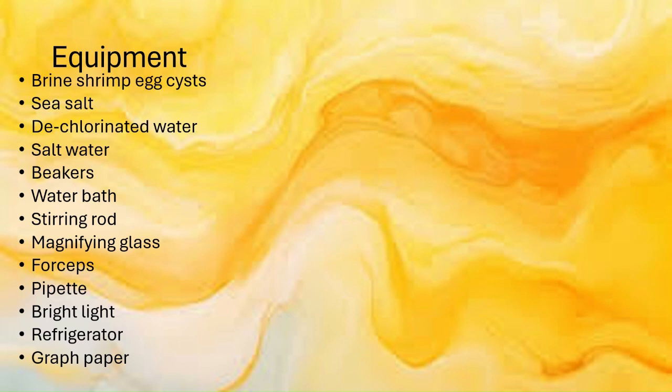So what do you need for this experiment? You need brine shrimp egg cysts. You also need sea salt, dechlorinated water, salt water, beakers, water bath, stirring rod, magnifying glass, forceps, pipette, bright light, refrigerator, and graph paper.